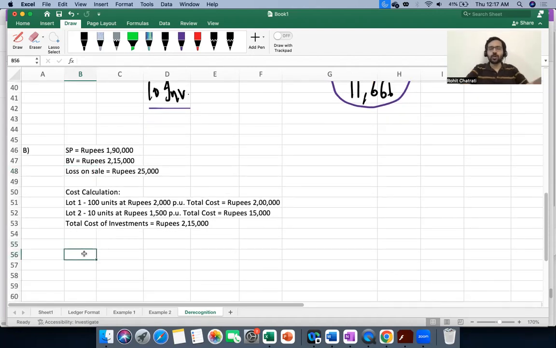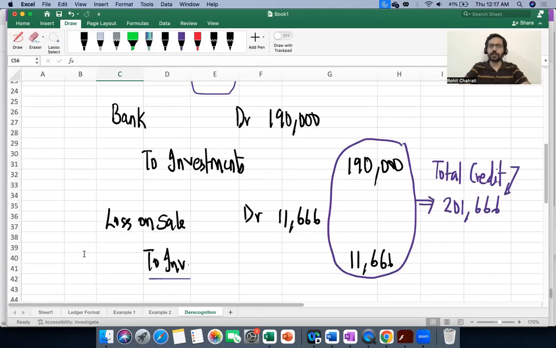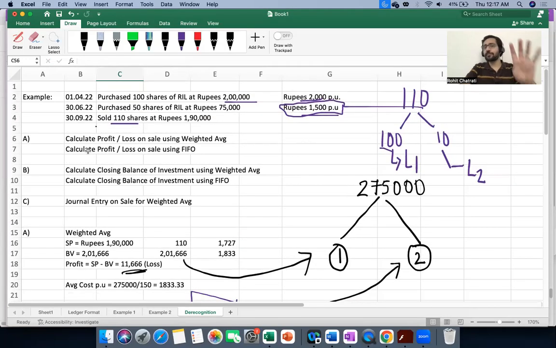Now calculating the closing balance. How do we calculate the closing balance of investments? If you carefully think of it, I am left with 40 shares. Those 40 shares are coming out of lot 2, because I have consumed 100 shares of lot 1. I consumed 10 shares of lot 2 and I'm left with 40 shares, all of which are coming from lot 2 itself.